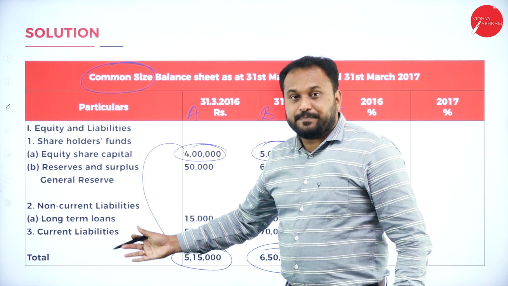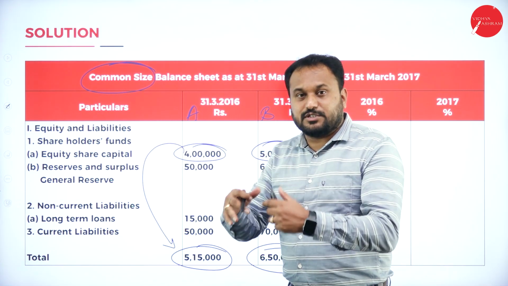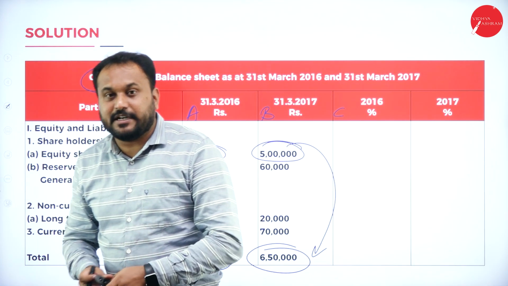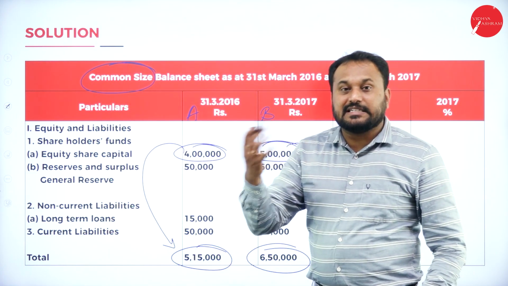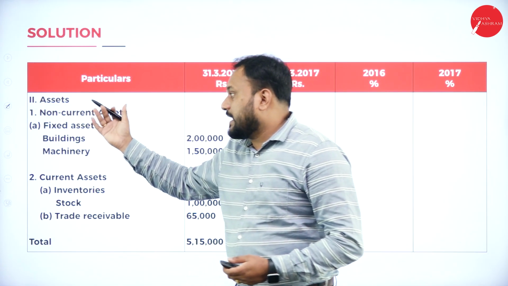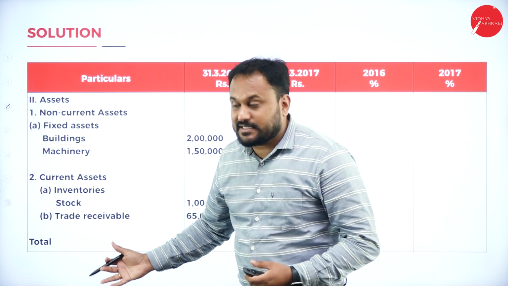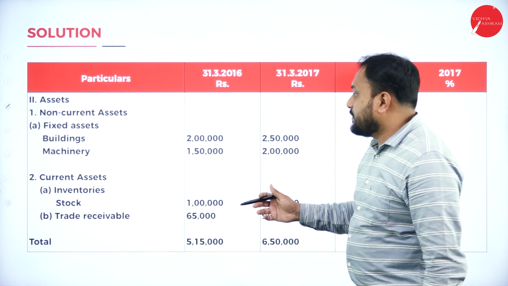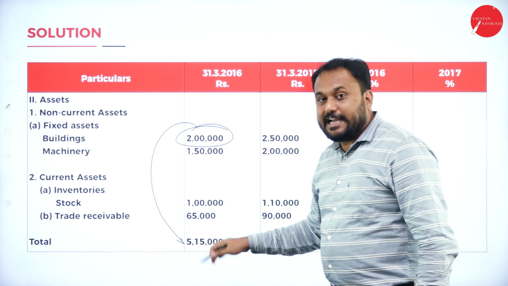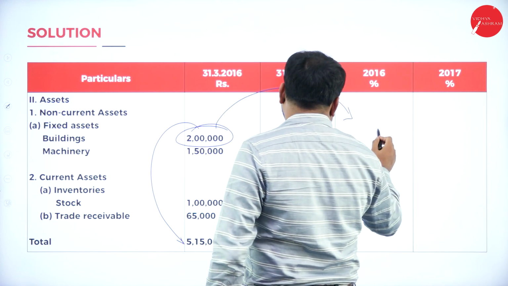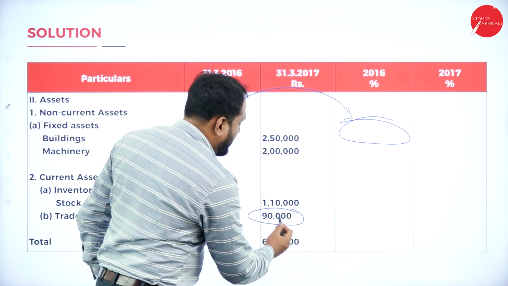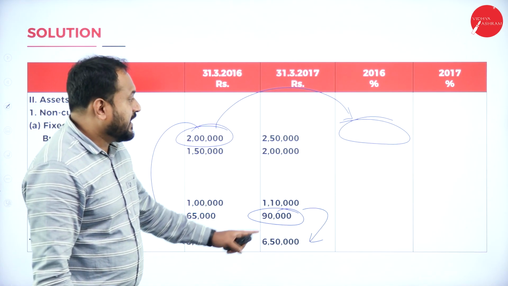So the format remains the same. First is equity and liability. First you will write the equity, then you go with liability. There are two: non-current liability and current liability. Then you will go with total. Next, assets are there. So you shift to the asset side. When you go with assets, you have non-current assets and current assets. That is how you will go with total. Now for this, 2 lakh divided by the total 5,50,000 into 100. That is what you will post here as the percentage. The same way here, 90,000 divided by 6,50,000 into 100.